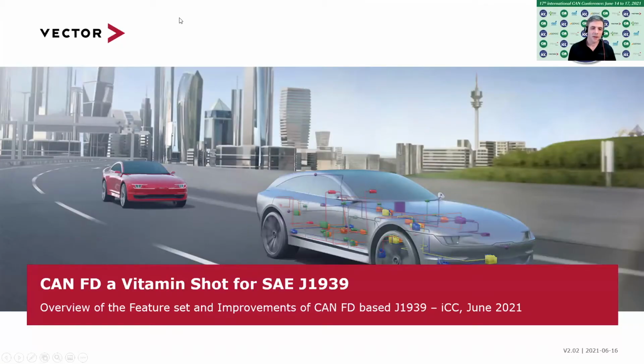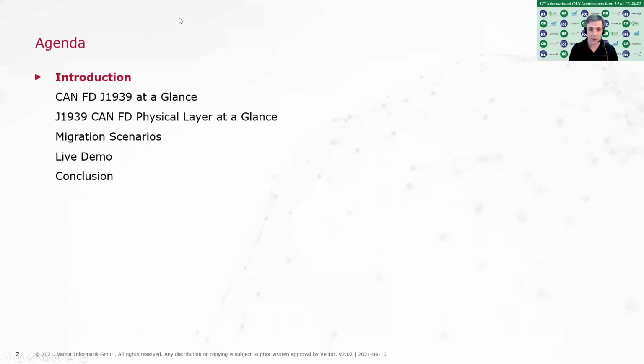Okay, then thank you for the kind introduction and welcome this morning or maybe afternoon from wherever you join us here. I would like to speak today and give you an overview of the feature set of improvements of CAN FD based J1939. And I call it CAN FD a vitamin shot for J1939 because it really improves those capabilities.